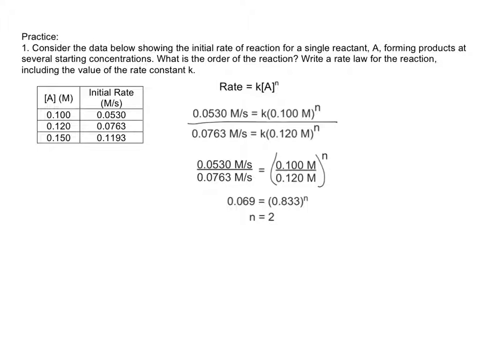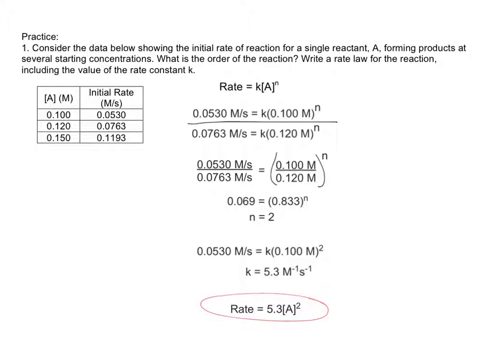So now we can go back up to either of these equations and plug 2 in for the n and then solve for k. If we do that, I'll just do it for the first one: 0.0530 is equal to k times 0.100 squared. And if we solve that, we get k is equal to 5.3. So that makes our rate law: the rate is equal to 5.3 times the concentration of A squared.